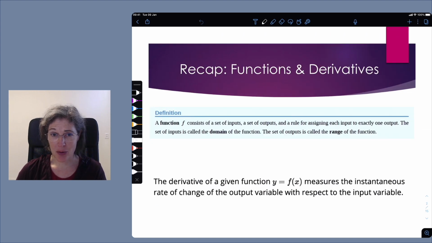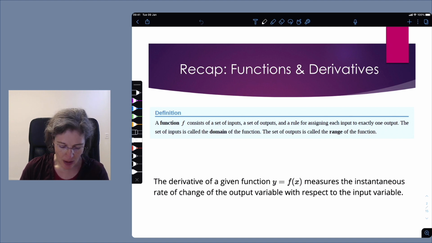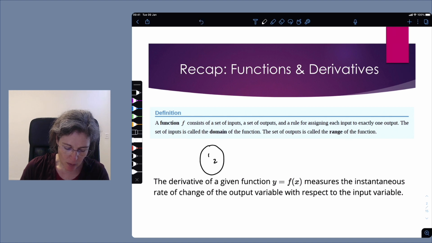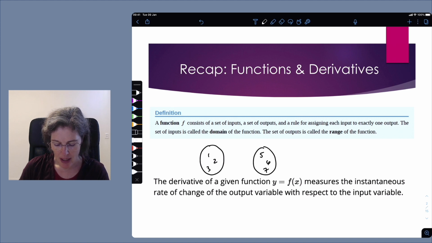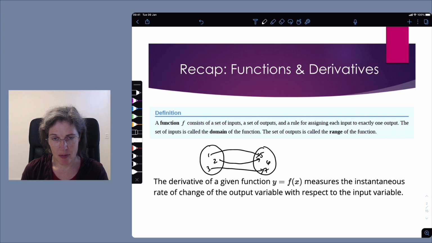So just to recap, although we've done this many times so far, we know that a function is a set of inputs and a set of outputs and a rule that takes each input to exactly one output. So for example, we might have a set of inputs like 1, 2, 3 and a set of outputs like 5, 6, 7. And the rule says you can take 1 to 5. You could also, if you like, take 2 to 5 and maybe 3 to 7. The only thing that you're not allowed to do is to take one particular input, for example, 3 to 2 different outputs.